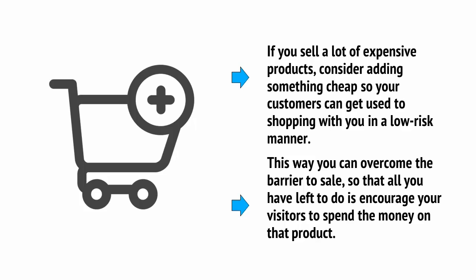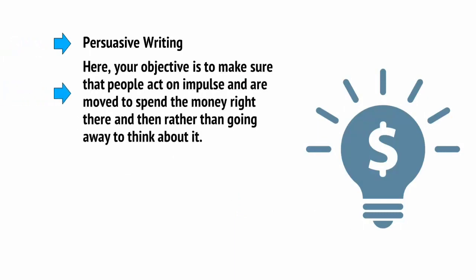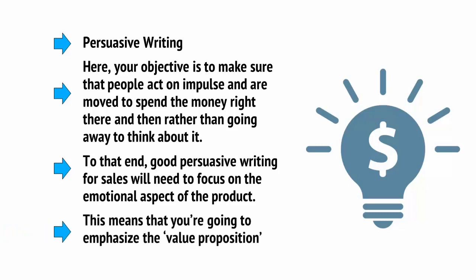Another thing that can make a big difference is the way you write descriptions for your products. Here, your objective is to make sure that people act on impulse and are moved to spend money right there and then rather than going away to think about it. To that end, good persuasive writing for sales will need to focus on the emotional aspect of the product, and this means that you're going to emphasize the value proposition.